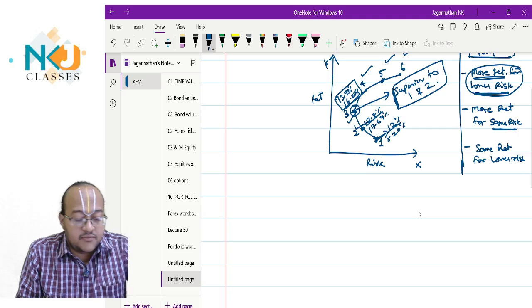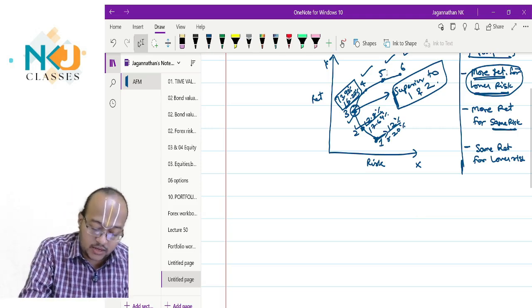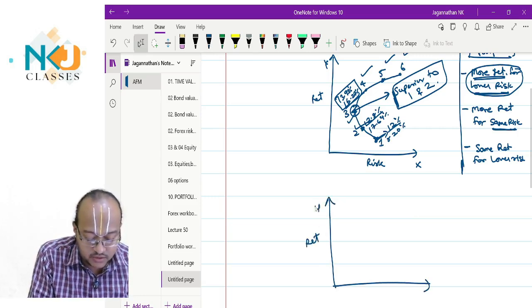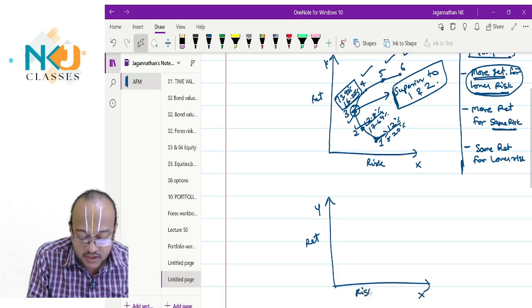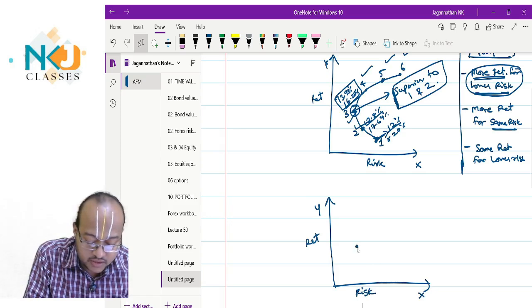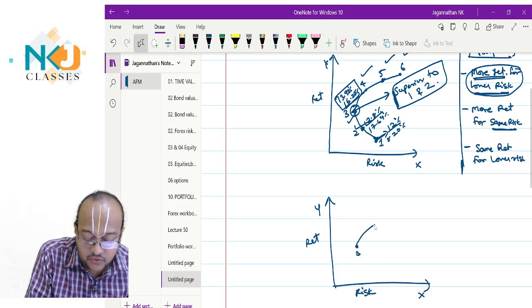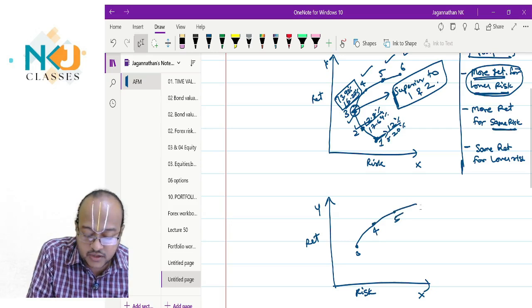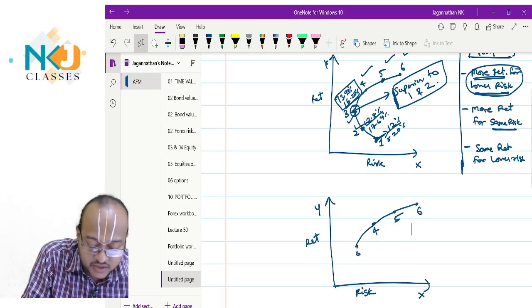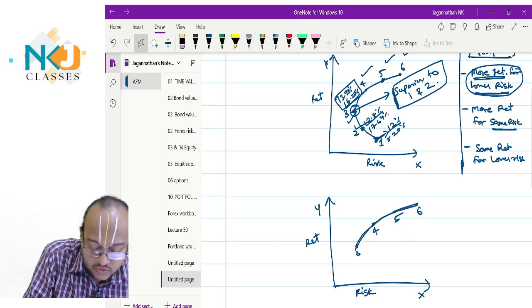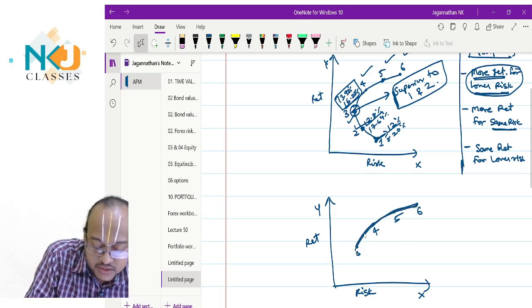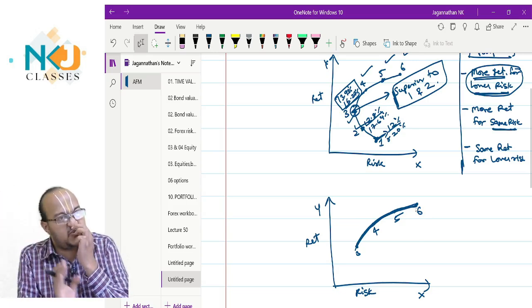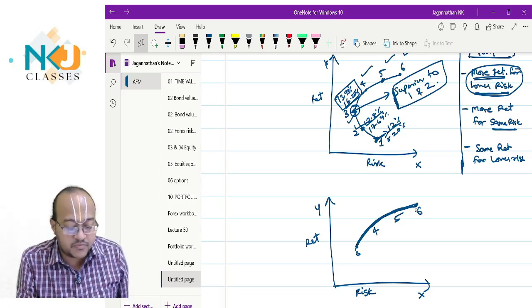Are you understanding? This was the total curve. Out of that, if you remove the inefficient 1 and 2, this is the x-axis, this is risk, then 3, 4, 5, 6 remain. All these are efficient portfolios and this is called the efficient frontier. You are getting a curve like this, and this is called the efficient frontier. This is the curve which we are getting.